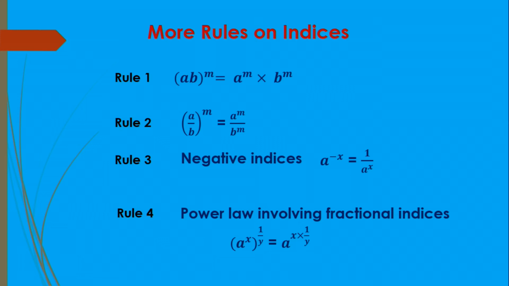Now, let's have a look at where and how we use these rules. Number 1, (3a) inside a bracket, power 2. That is, we have (3a) power 2. Here, this 2 will belong to both 3 and a. So it becomes 3 power 2 times a power 2. Of course, 3 power 2 is 9. So the answer is 9a power 2.